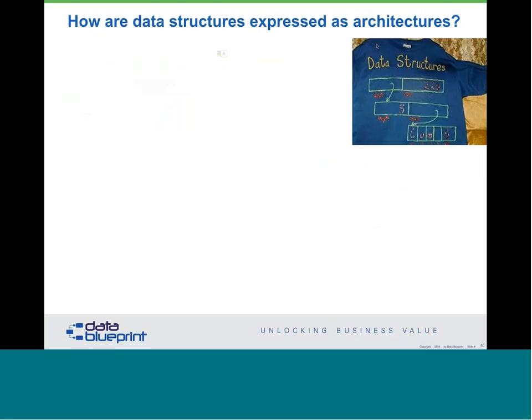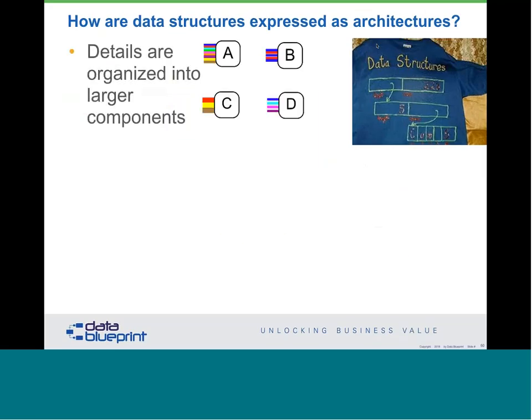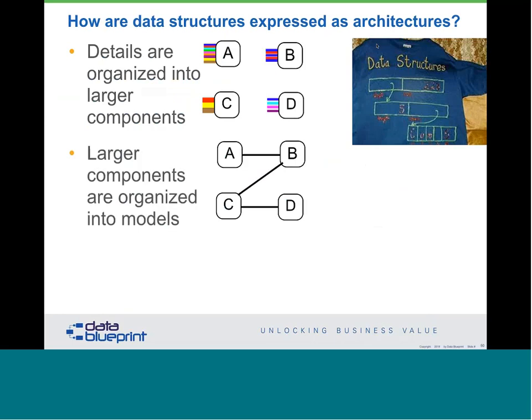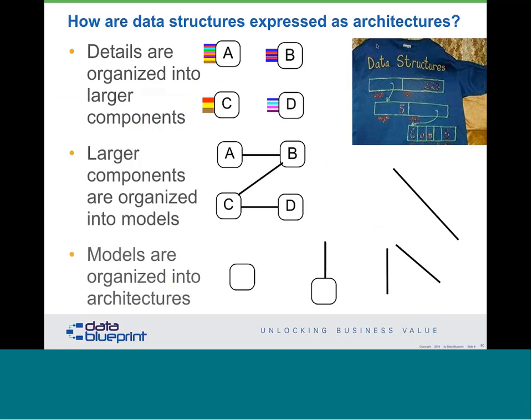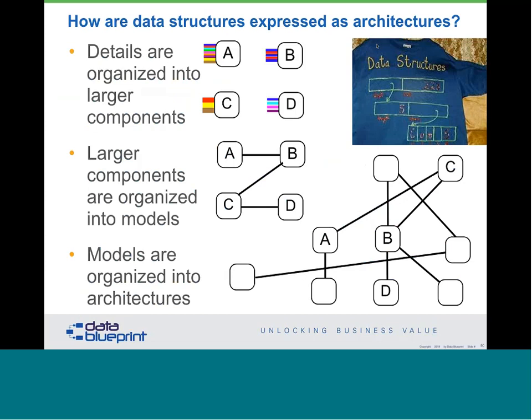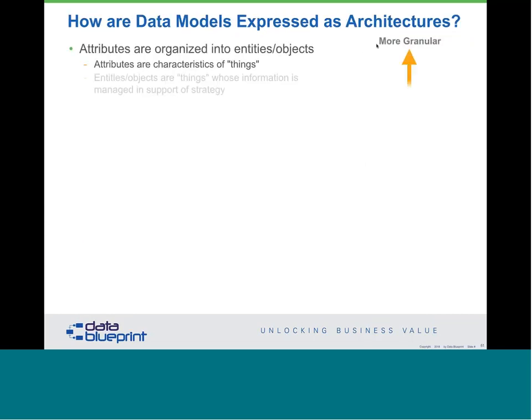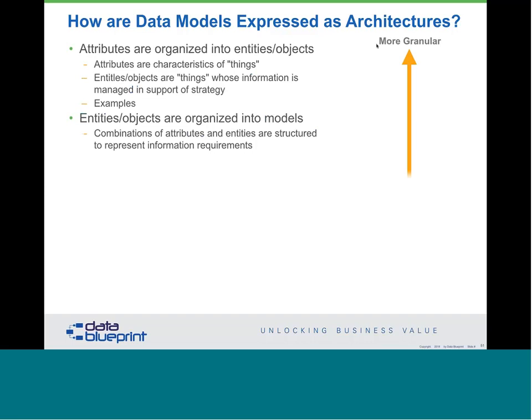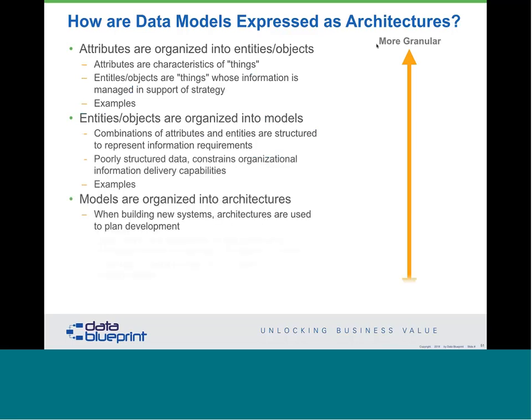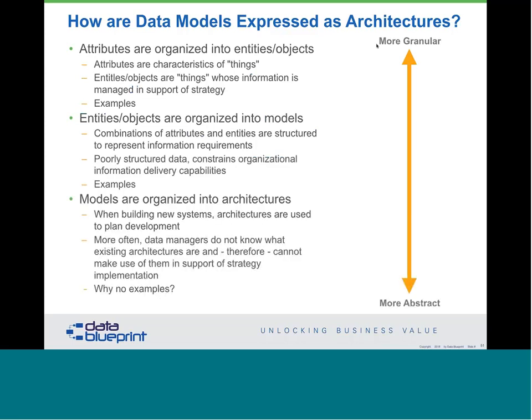What you're seeing here is that we take data structures and we organize the details into larger components. We then take those larger components and organize them into models, and the models are then organized into an architecture. The actual details of this are that attributes are organized into entities. This is the most granular level. Entities and objects are organized into models, and models are organized into architectures.